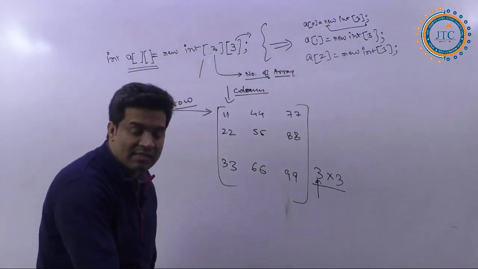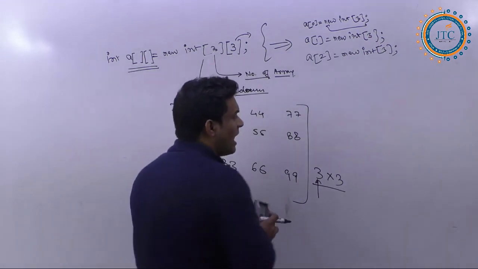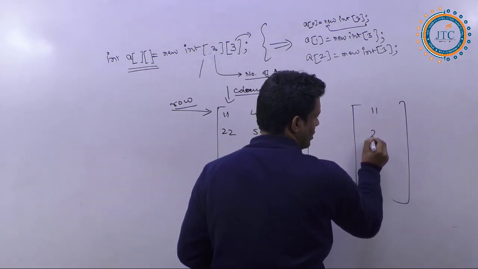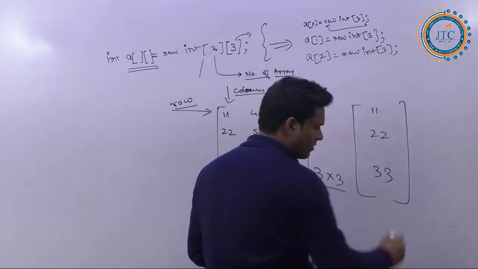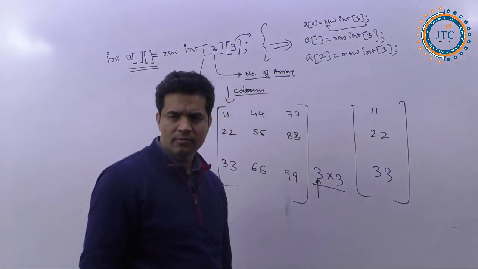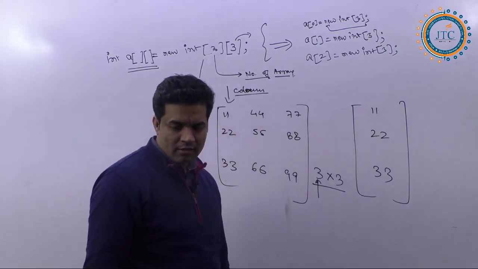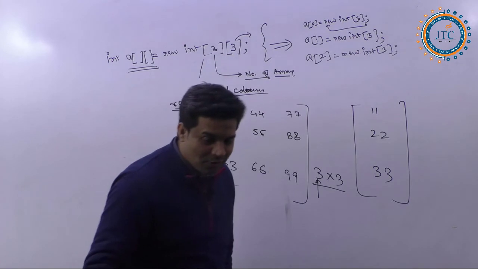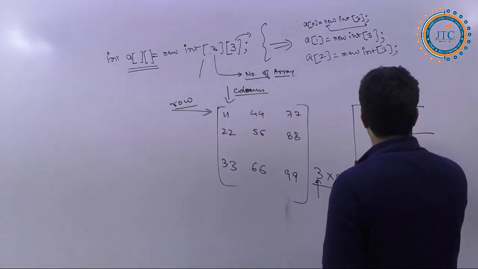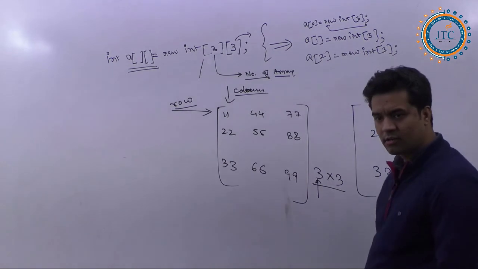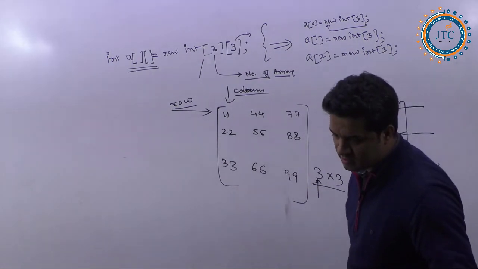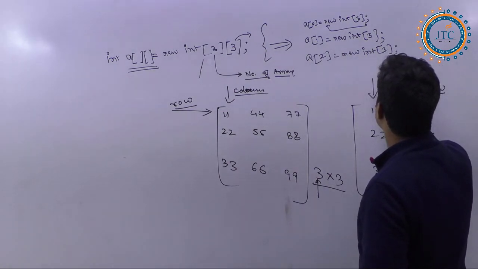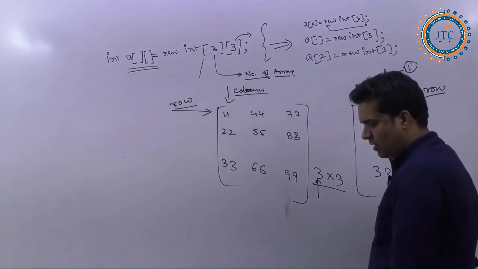But in the same way, can't we have one matrix like this also? Suppose 1, 1, 2, 2, 3, 3. Can't we call this a matrix? In this also, how many total number of rows are there? 3 rows. But the column is only 1.